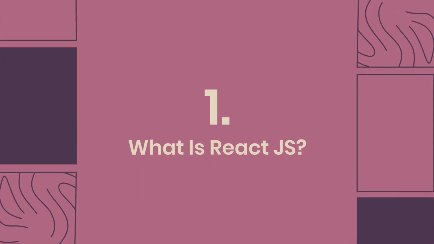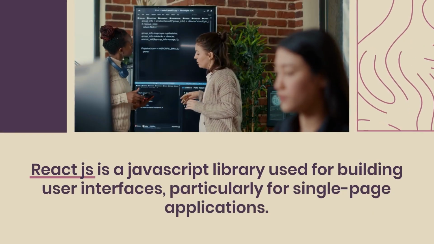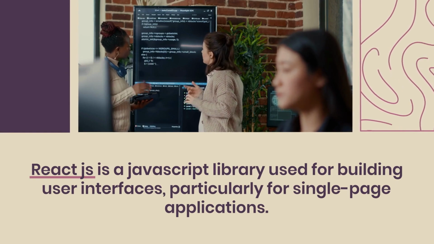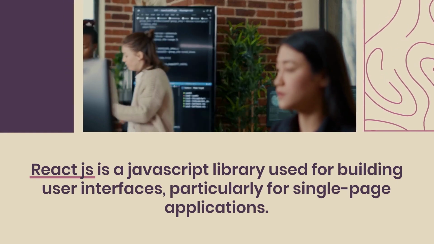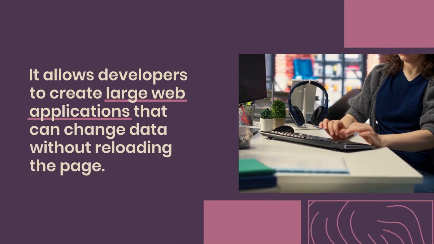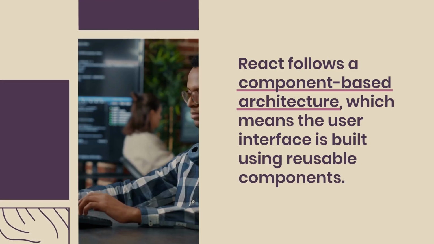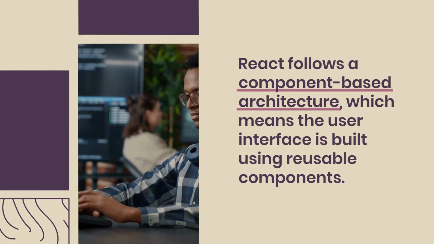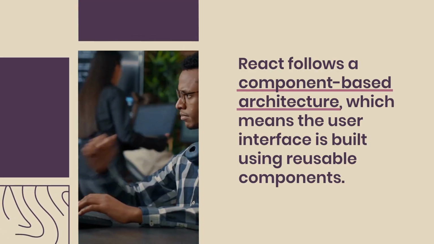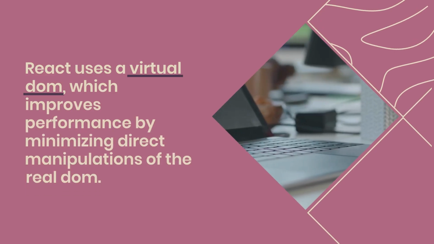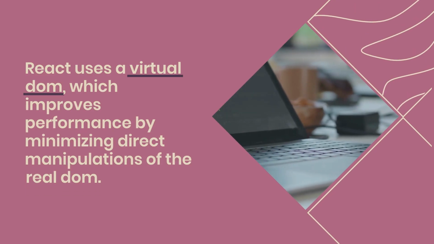1. What is React.js? React.js is a JavaScript library used for building user interfaces, particularly for single-page applications. It allows developers to create large web applications that can change data without reloading the page. React follows a component-based architecture, which means the user interface is built using reusable components. This approach enhances code maintainability and reusability.